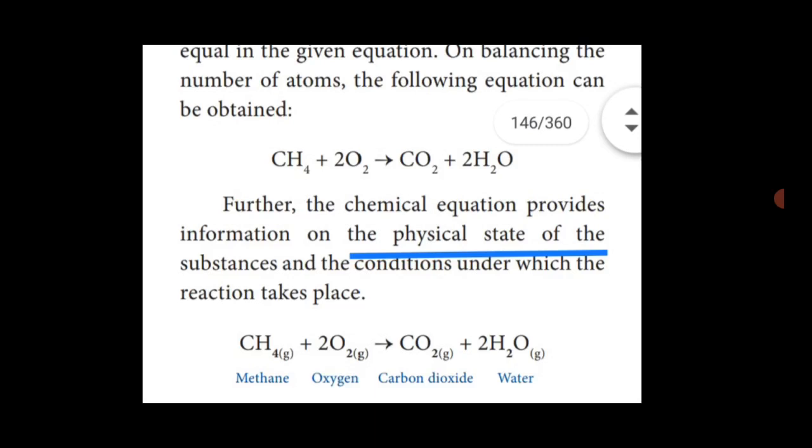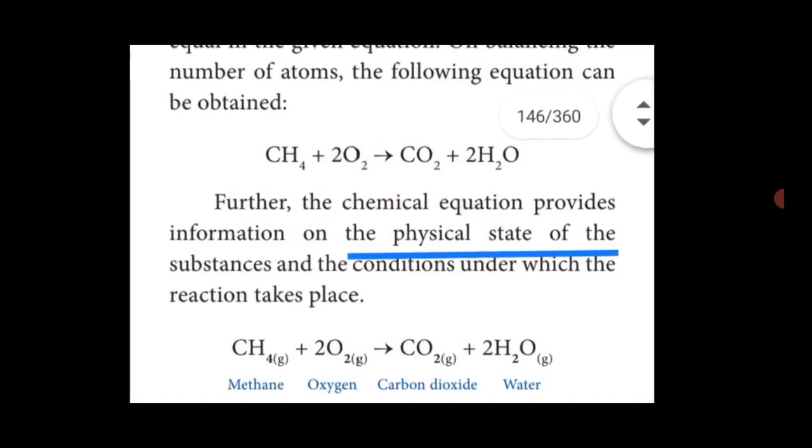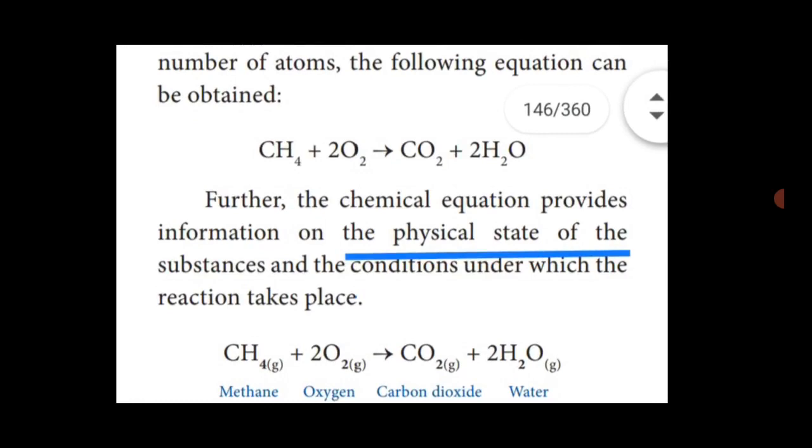First write the word equation. The word equation is then changed into chemical formula sequence. That is the chemical equation. This chemical equation does not balance in the oxygen atom. So balance the oxygen atom on both sides, reactant and product side. Further, the chemical equation provides information on the physical state of the substance and conditions under which the reaction takes place.